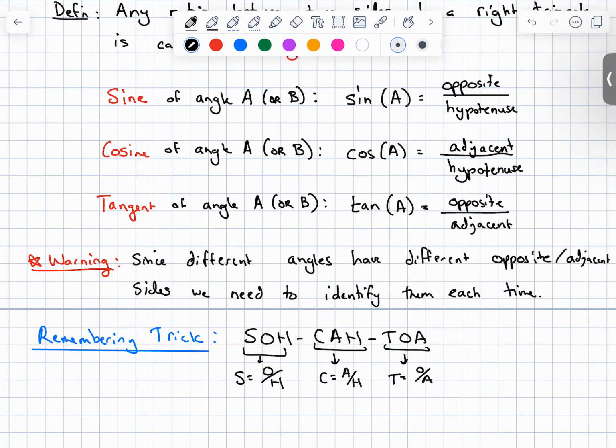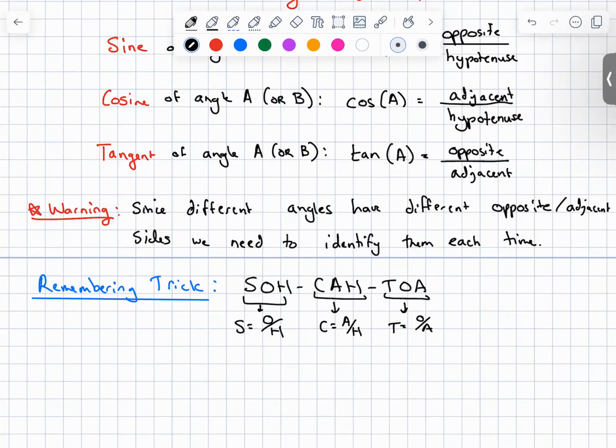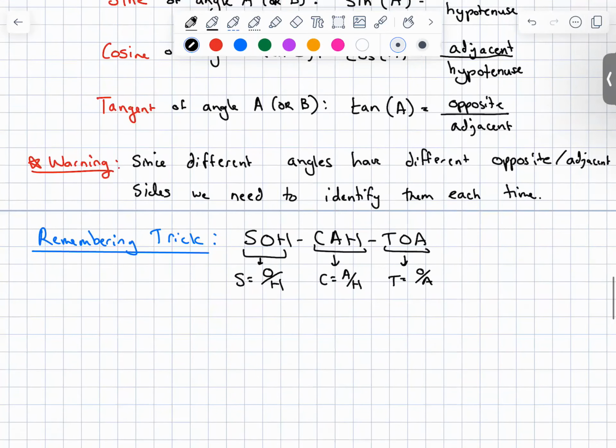I will say I'll write SOHCAHTOA on it, so you don't have to memorize it, but if you understand how it works. So sine is equal to opposite over hypotenuse, cosine meaning adjacent over hypotenuse, tangent meaning opposite over adjacent. So we're now going to find them.